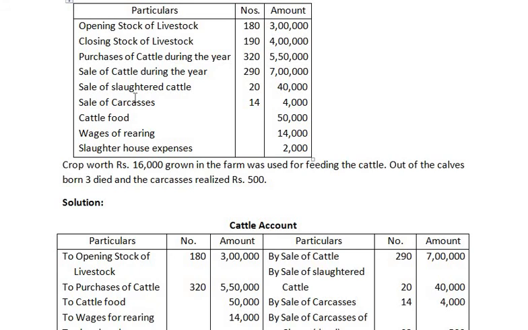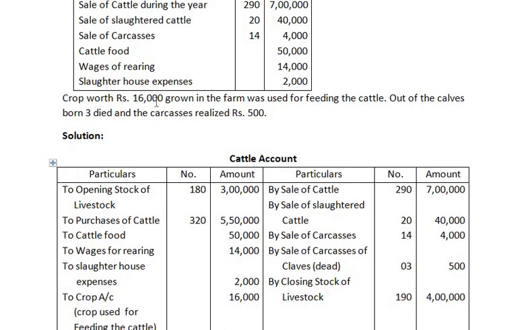Sale of slaughtered cattle, this has to be credited. Sale of carcasses, that is dead bodies of animals, this has to be credited. Cattle food is an expense, it has to be debited. Wages of rearing, this is an expense, this has to be debited. Slaughterhouse expenses, this has to be debited.